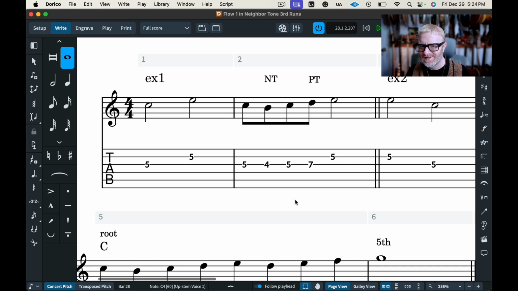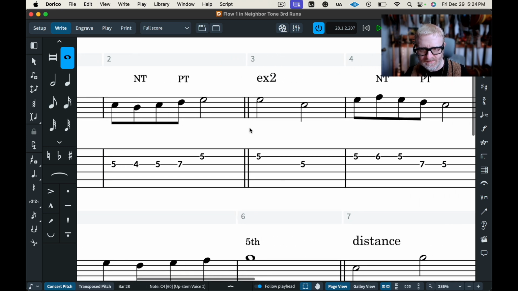And you'll notice that that D is a passing tone because it really is just there in order to get from C to E. But that B note is the neighbor tone. It's adjacent to the C note, and we're hitting it so that it gives us more time, it prolongs the phrase, so it gives us more time to move to the E note.